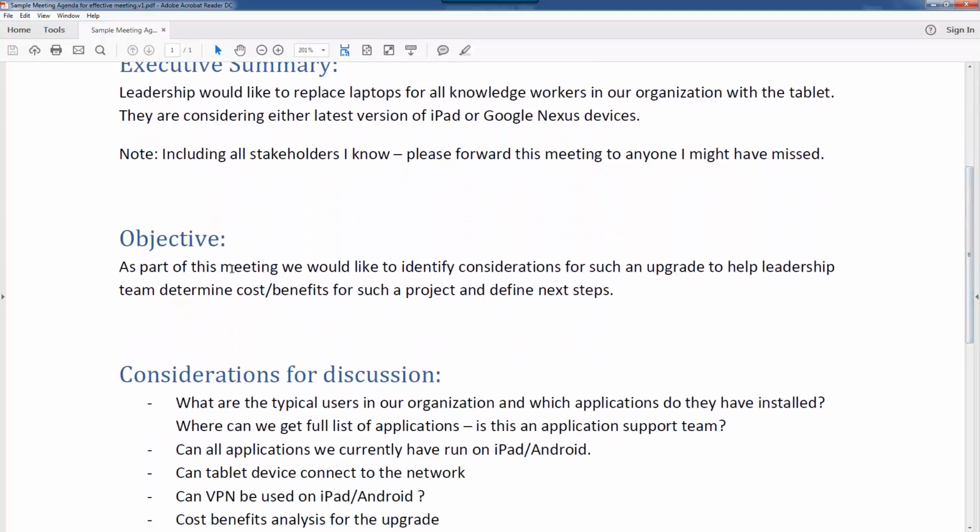It also has a statement about the objective, right? What are we gathering for and what are we trying to accomplish as part of this meeting? And the objective is to identify considerations. So there's an element of uncertainty for the upcoming effort, right? We're just starting a potential project and we're trying to understand what it's going to take to meet goals from the leadership team.